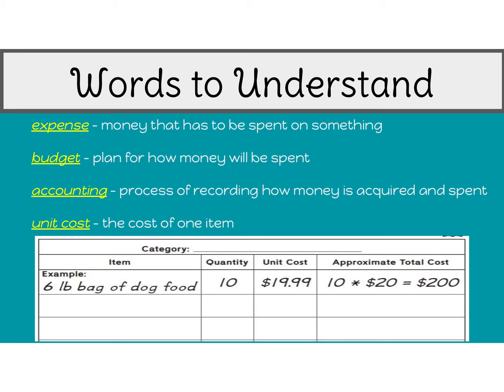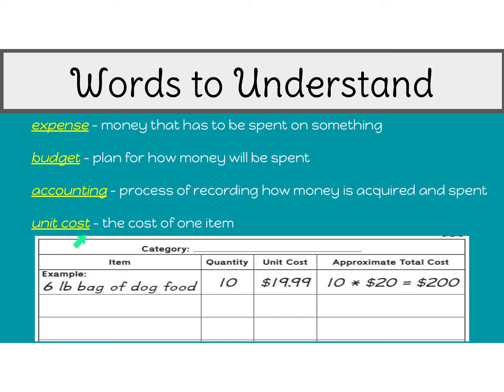A budget is a plan for how the money is going to be spent. So maybe you make a budget and you're only going to allow so much money to be spent on food for the month, or you're going to allow so much money to be spent on cat treats, whatever it is. Accounting is a process of recording how money is acquired, which means how do you get it, and spent, which of course means we use the money. So accounting is that process that we use.